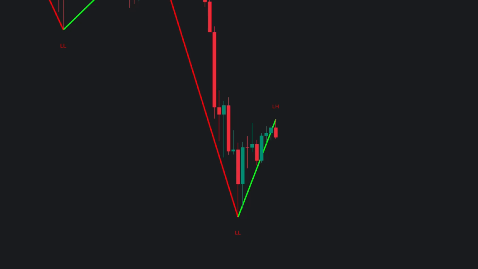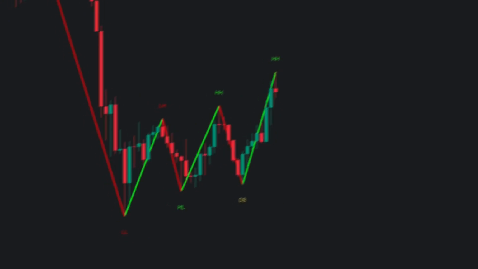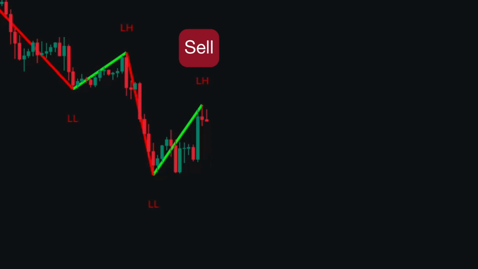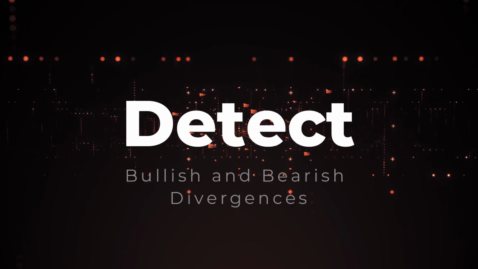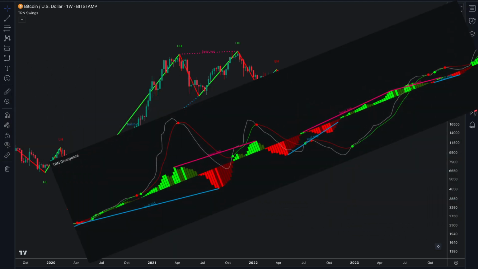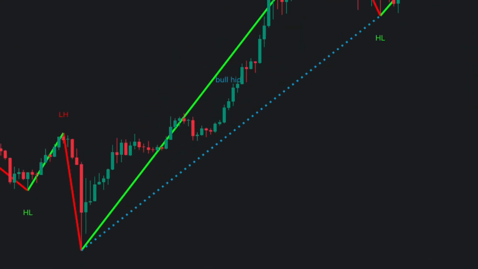TRN Swings shines as a guide for swing trades. Whether you're eyeing entry points near swing lows in uptrends or considering shorts near swing highs in downtrends, TRN Swings is your strategic ally. A standout feature of TRN Swings is its Divergence Detector. It compares asset prices against indicators like RSI or MACD, marking regular and hidden divergences with vibrant lines. Bullish divergences in blue, bearish in red.